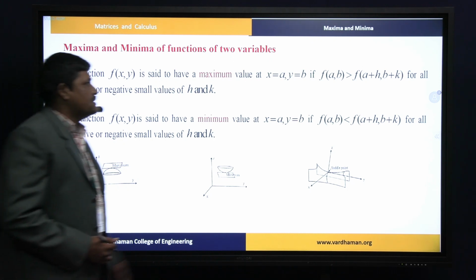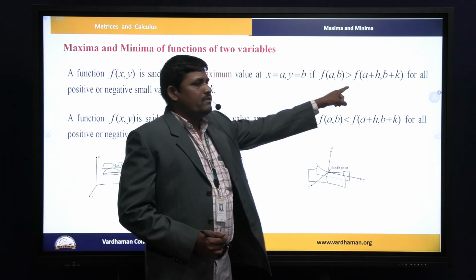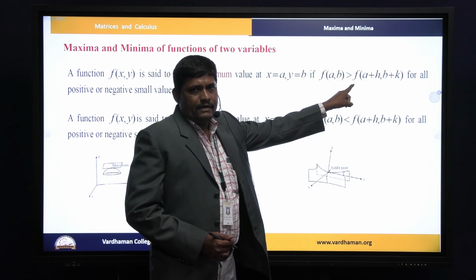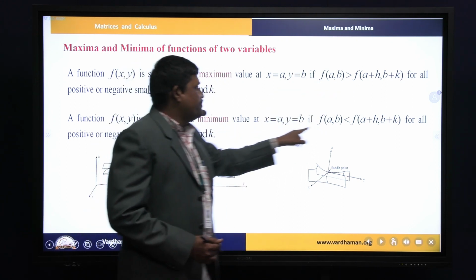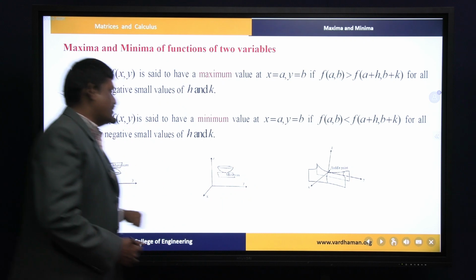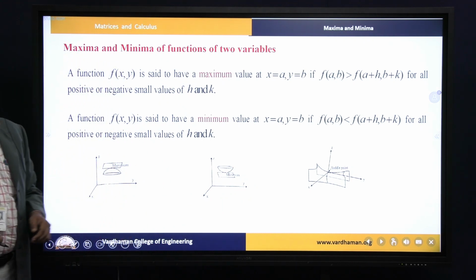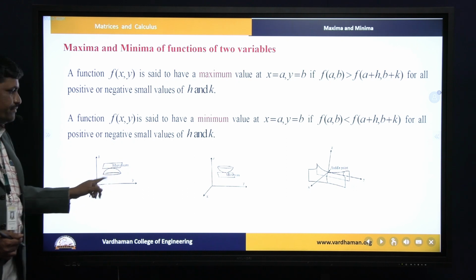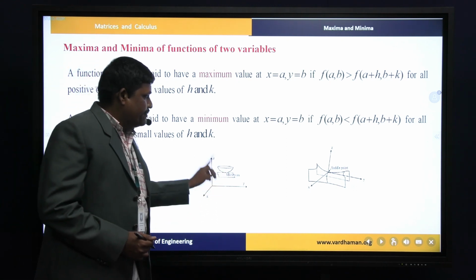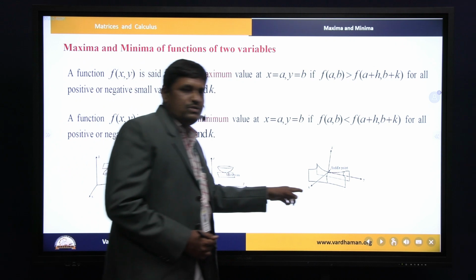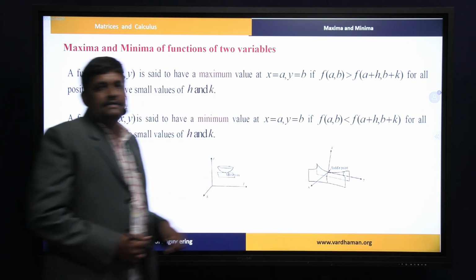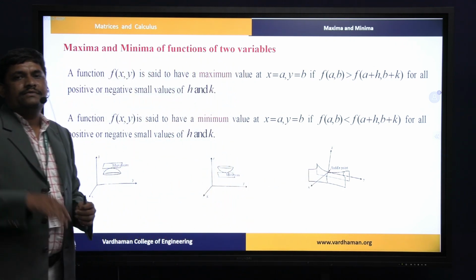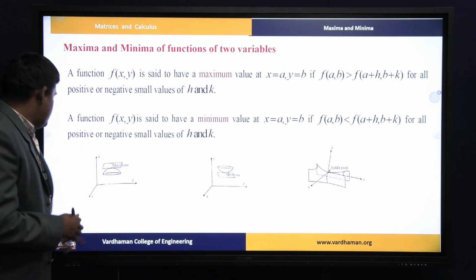Here the main difference is when it is maximum you are targeting the greater than, when it is minimum you are targeting the less than value. Let us see the diagrams. Figure 1 shows the maximum value, here the minimum value, and the third figure shows a saddle point. It's like the neck of a horse.